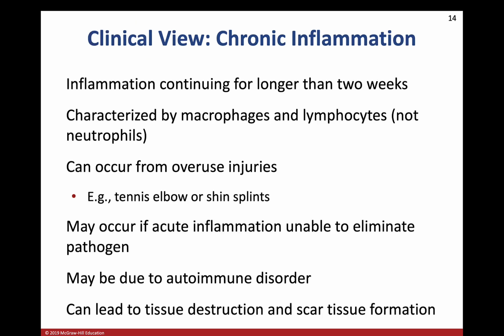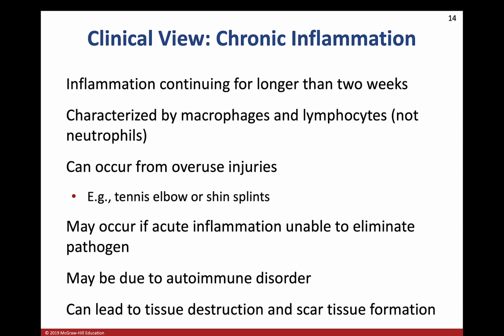Now, we introduced the concept of chronic inflammation previously, and chronic inflammation is considered to be an inflammation event that lasts for more than 2 weeks. It's going to be characterized by macrophages and lymphocytes, not neutrophils. Now, I'm going to use the example of overuse injuries as a different type of chronic inflammation. This is usually due to some issue of biomechanics or overuse or something like that. Examples could be shin splints, tennis elbows, those types of things.